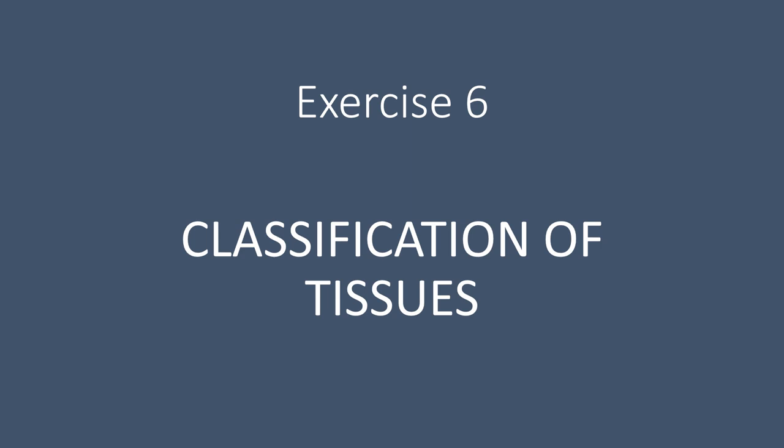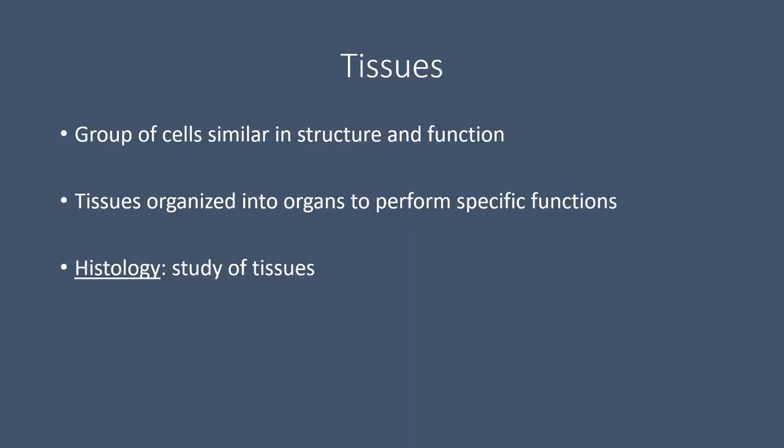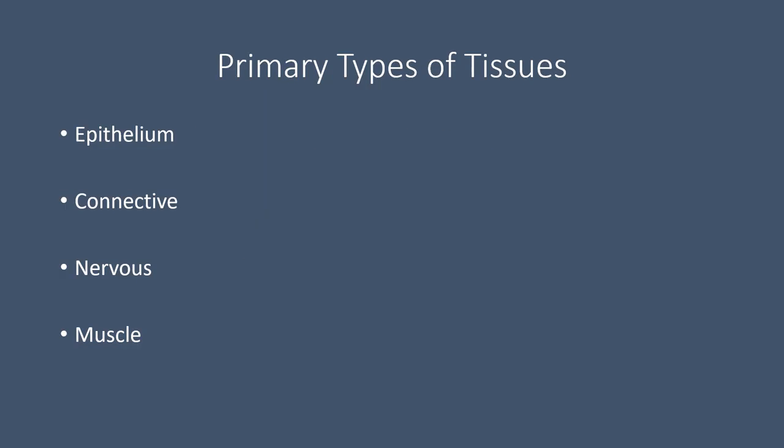Exercise 6 deals with the classification of tissues. Tissues are a group of cells that have a similar function and a similar structure. These tissues are then organized into organs, which also have a very particular function. Organs will have at least two different types of tissues comprising them. Histology refers to the study of tissues.